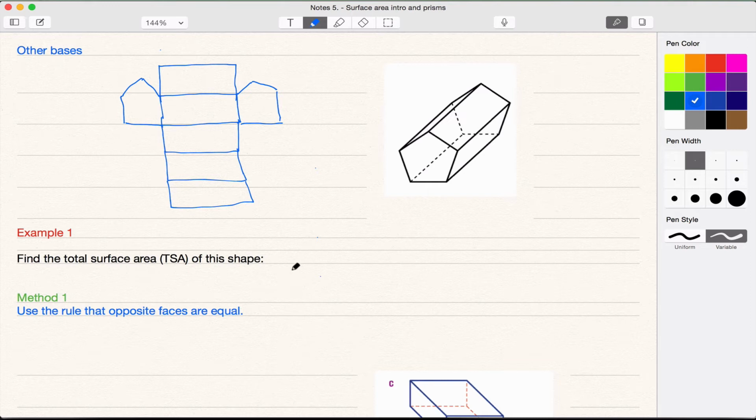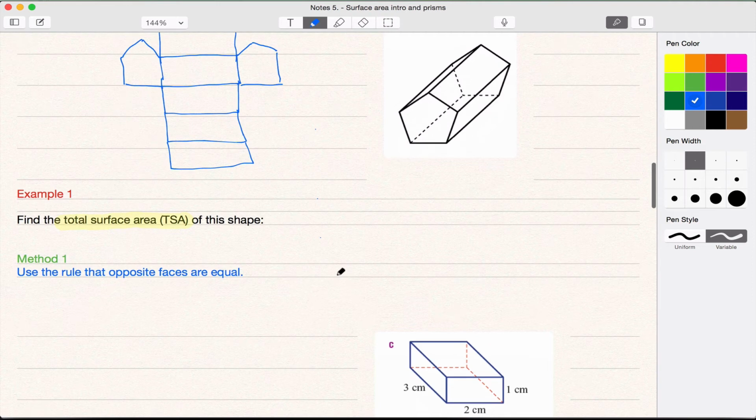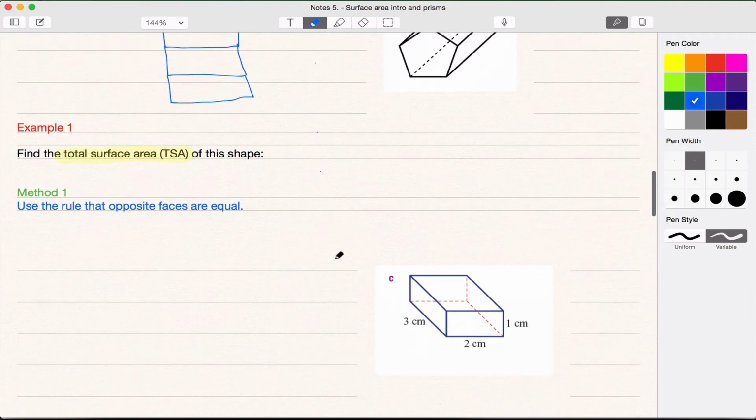Okay, an example of where we might use this with our maths. What we're going to be asked to do is find the total surface area of a shape. Now remember, we use TSA for total surface area. And I'm going to give you 2 different methods. You can choose whichever method works for you when you're doing your own working.